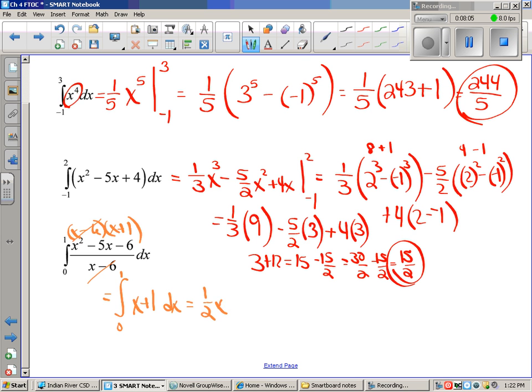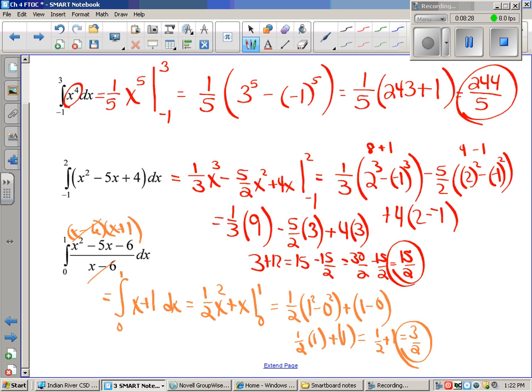So you'd have that 1/2 x squared plus x evaluated from 0 to 1. So that's 1/2. We'd have 1 squared minus 0 squared plus 1 minus 0. So that would be 1/2 times 1 plus 1. So I have 1/2 plus 1, which of course is 3/2. And there's just a few more examples for you to have as a review, and hopefully that helps today.